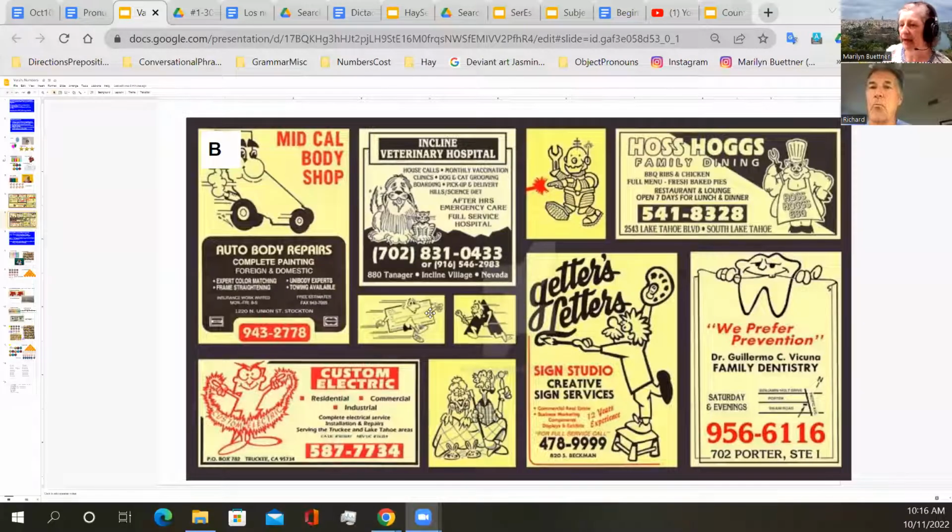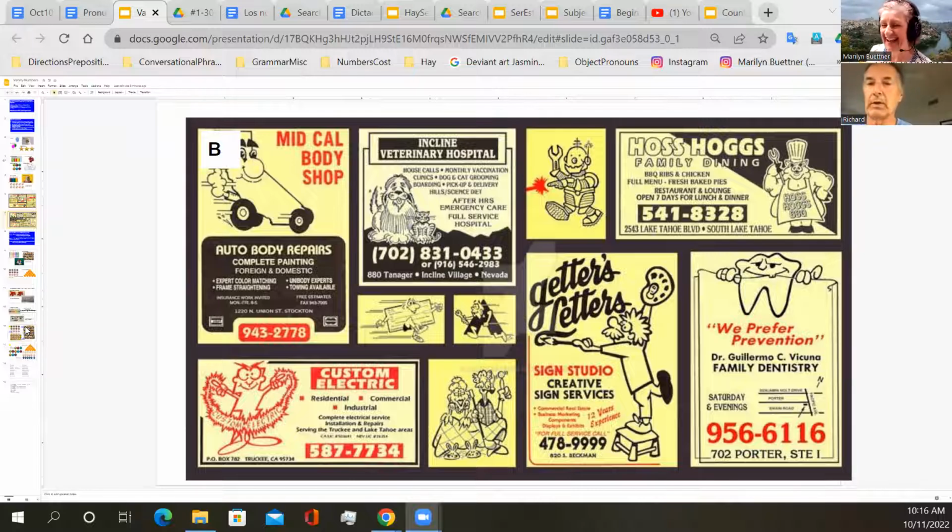Okay, right, vale, bueno, bien. Got my little button in the way on that bottom. Well, maybe it's only showing up for me because I'm the host. I'm going to hope. Okay, Richard, take mid-cal body shop.